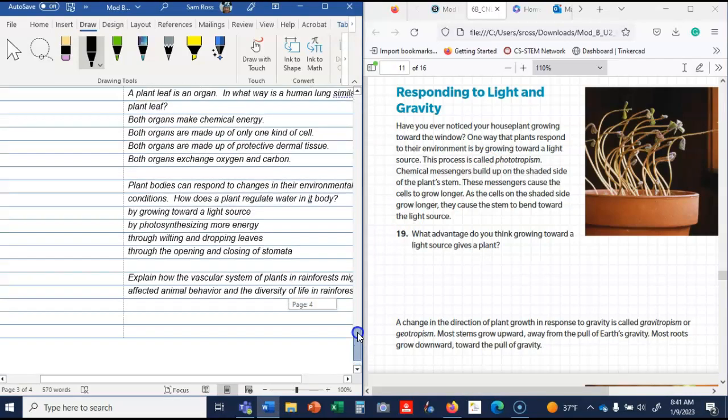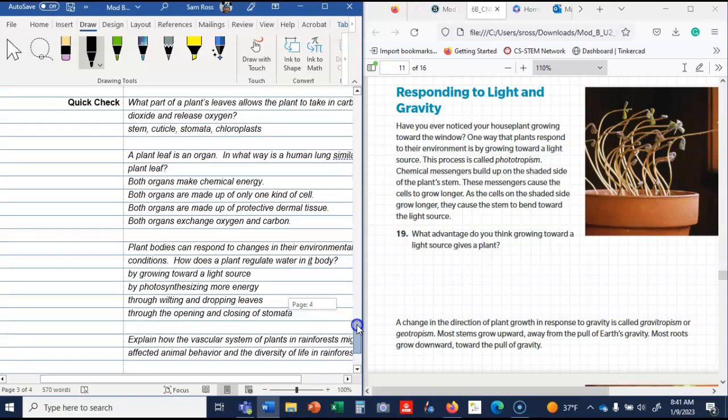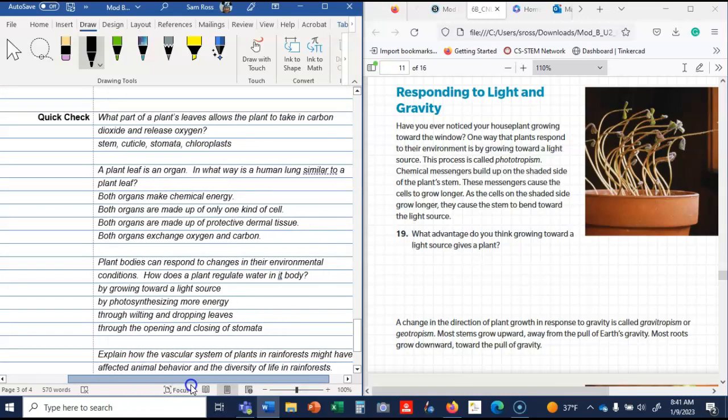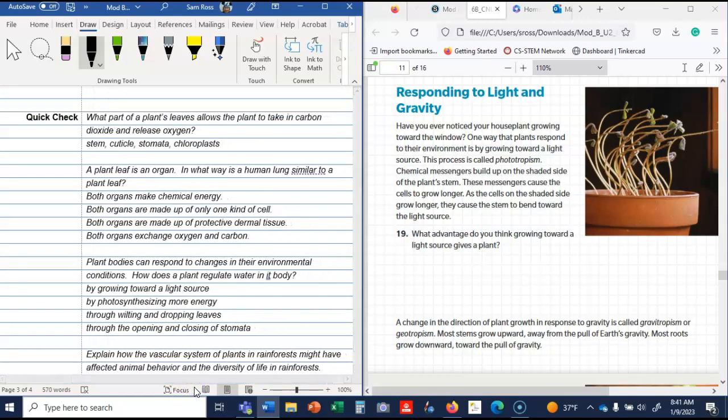And here's the last few quick checks that we have. What part of a plant's leaves allow a plant to take in carbon dioxide and release oxygen? That's going to be our stomata. The plant leaf is an organ. In what way is a human lung similar? It's going to be this one: both organs exchange oxygen and carbon dioxide.